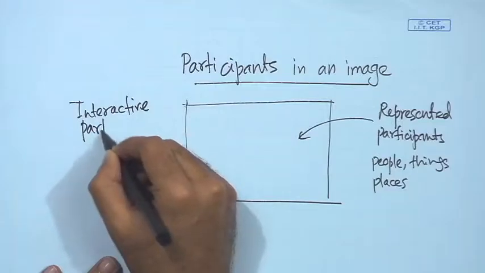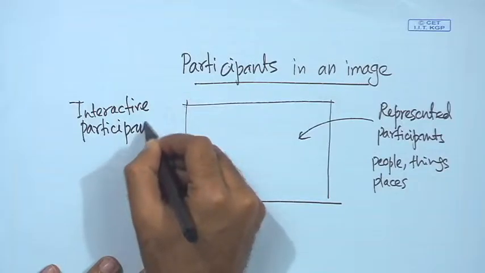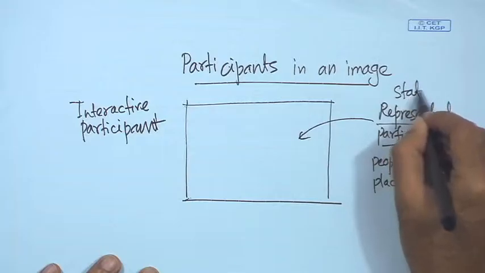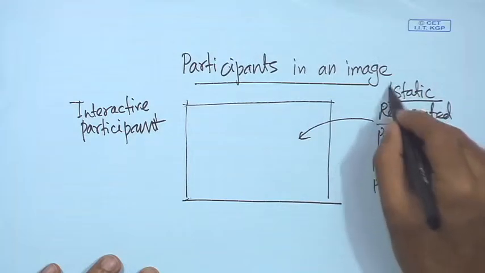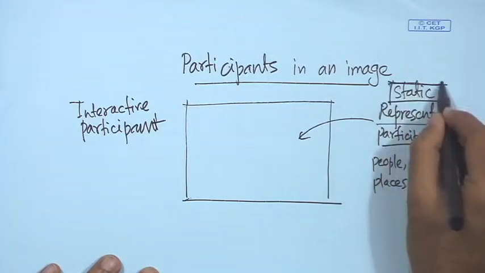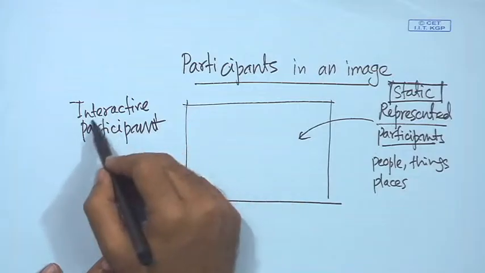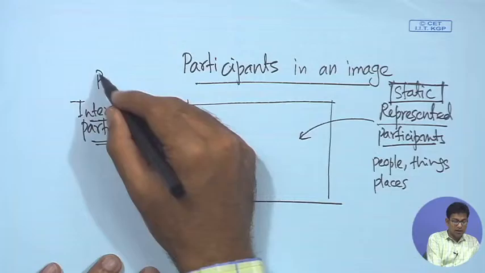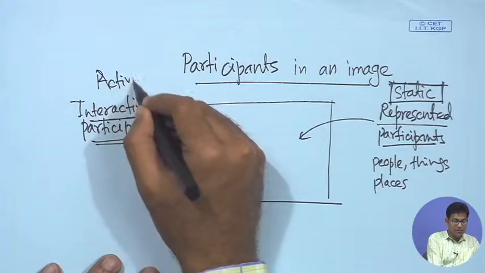And the other kind of participant is the interactive participant. So, these represented participants are static, they are not interactive in the sense that they are not acting as such, but then we have the interactive participants who are active in nature.